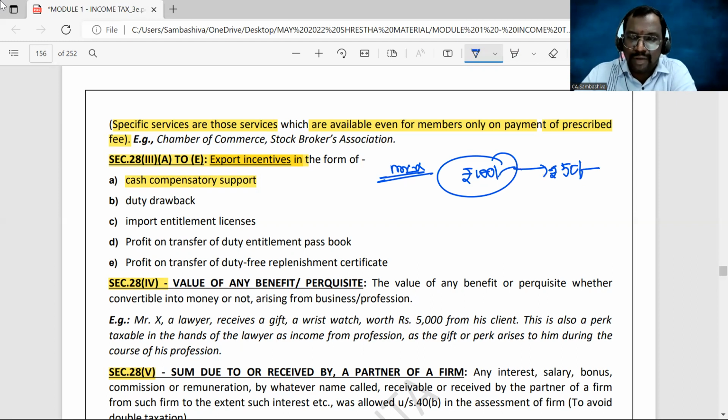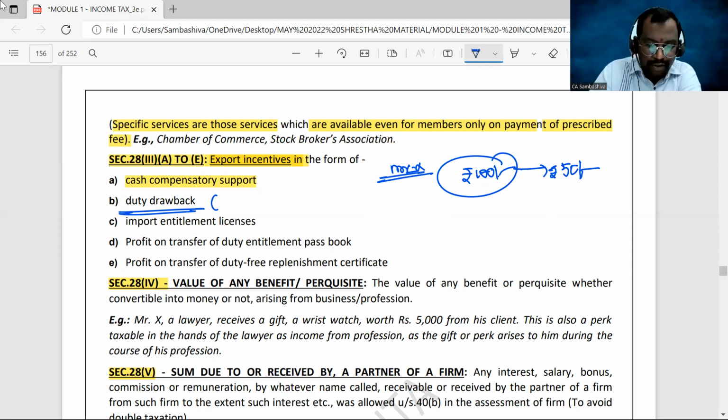Let us assume that you have received a cash compensatory support of a total amount of 5 crores during the previous year, 21-22. Now the entire 5 crores is liable to tax here. Next, duty drawback. Duty drawback means whatever export duties you have paid at the time of export, all those export duties you can claim as a refund of export duties.